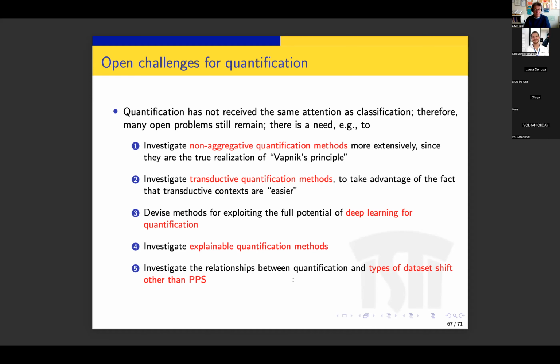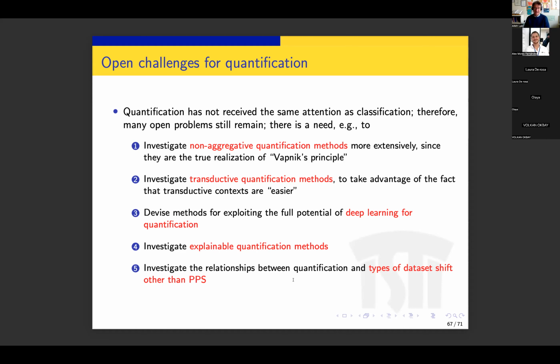And also, possibly the most burning question of all is investigating the relationships between quantification and types of data shift other than prior probability shift. You may have realized, through these classes, that prior probability shift is the dominating type of shift in quantification research, essentially because the artificial prior protocol, which is the protocol that everybody uses in order to evaluate quantification methods, is a protocol that simulates prior probability shift.